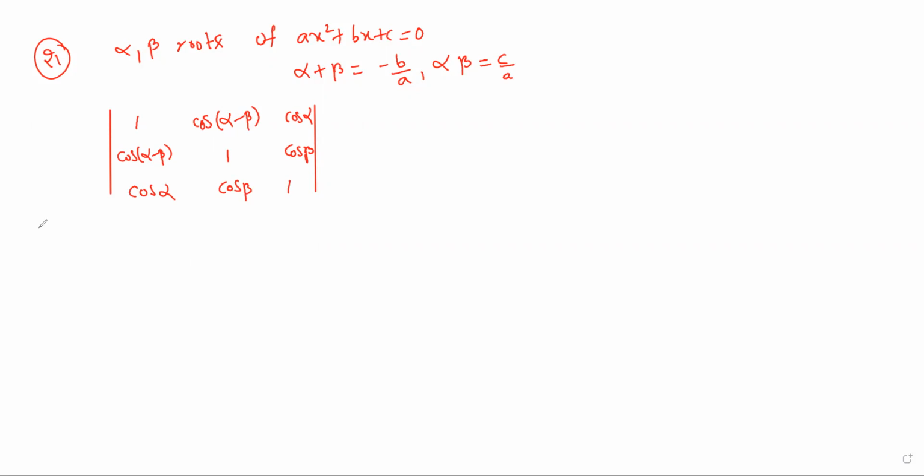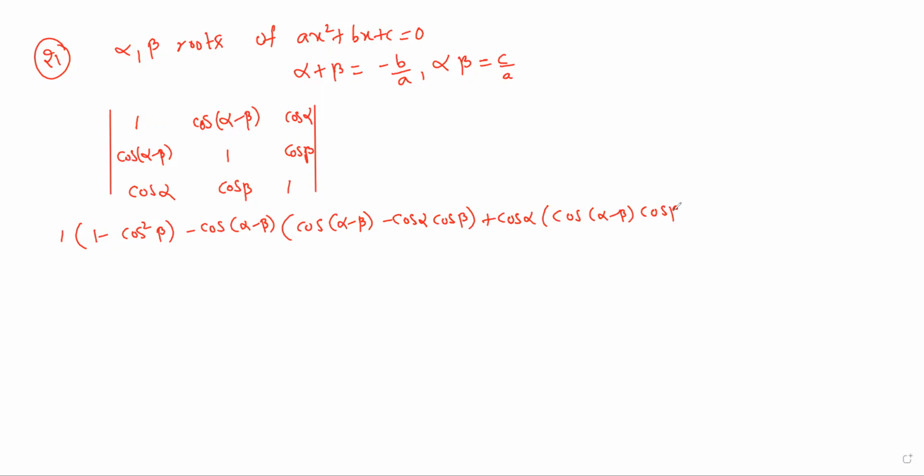Expand along row 1 only. Now 1 into 1 minus cos square beta, minus cos of alpha minus beta into, delete this row and column, cos of alpha minus beta minus cos alpha into cos beta. Okay, next, last term: cos alpha into cos of alpha minus beta into cos beta minus cos alpha.